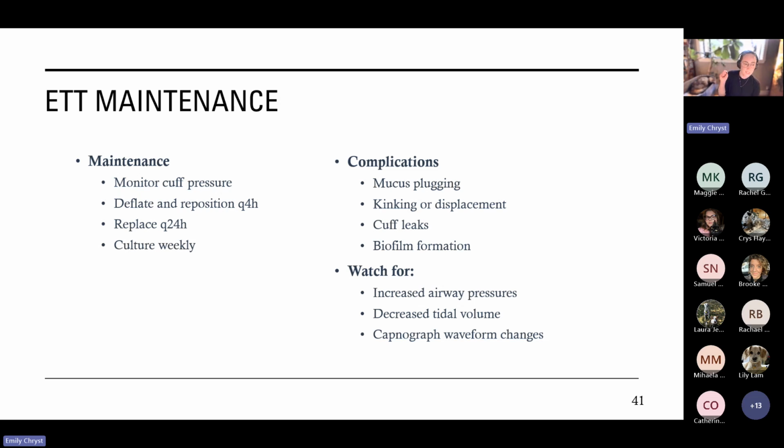So when you do take that endotracheal tube out, don't just toss it right away. You want to ask about a culture on that. I'll often proactively grab a culture swab and just ask if we need to submit it or not.